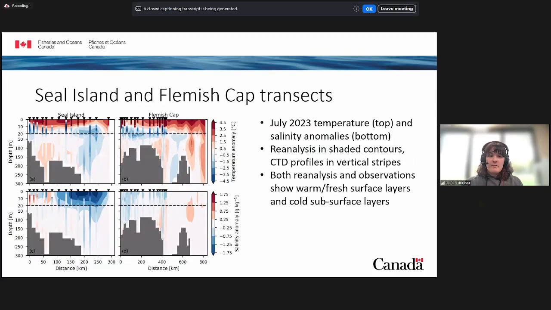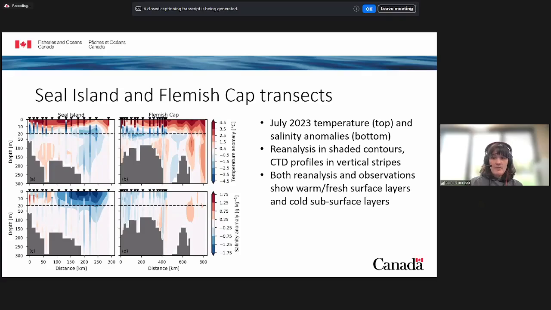Moving on, we'll explore the vertical structure of the anomalies along the Seal Island and Flemish Cap transects. The shaded contours show anomalies from GLORYS12, and the vertical stripes show anomalies from the AZMP data, which was collected in July and just happened to coincide with the time of the marine heat wave. In the top panel, both the reanalysis and observations are showing a shallow layer of warm anomalies extending to about 10 to 20 meters in depth. And beneath that warm layer, there's a layer of colder than usual subsurface water.